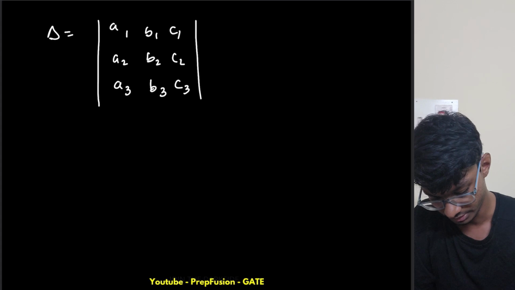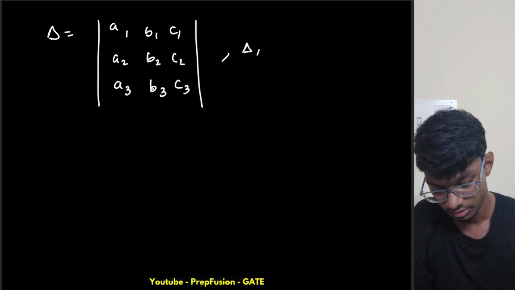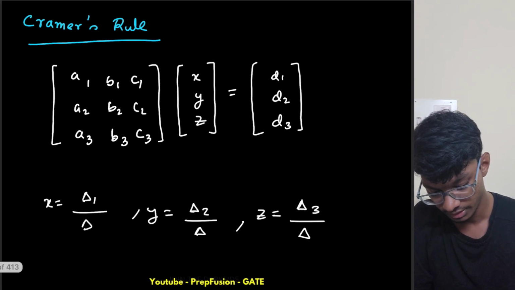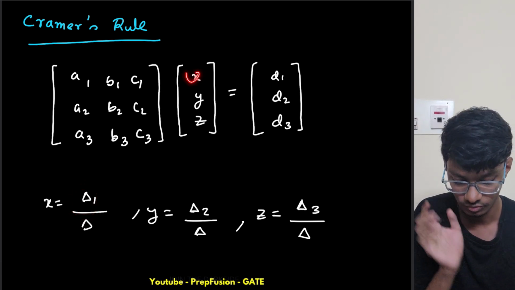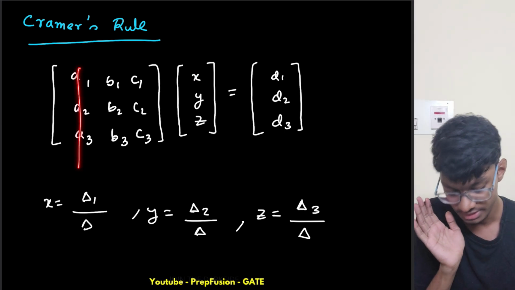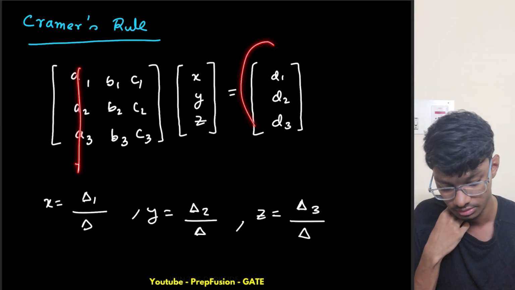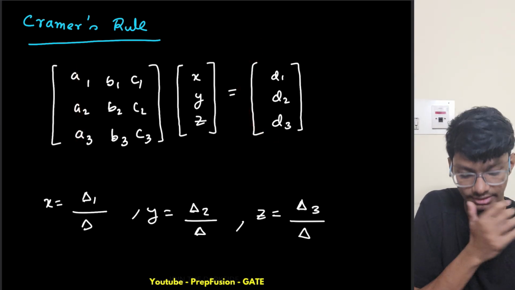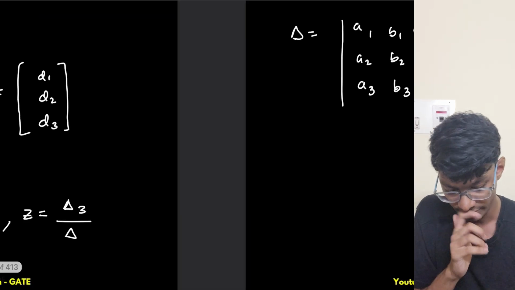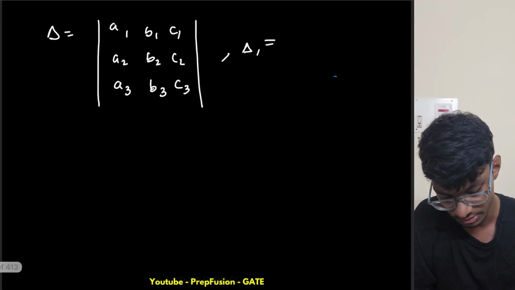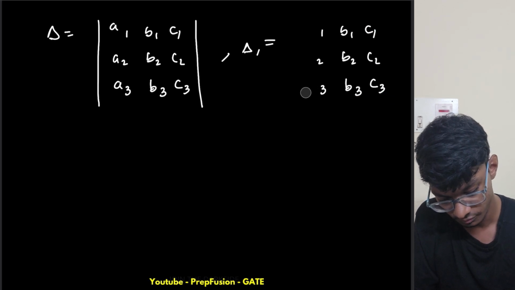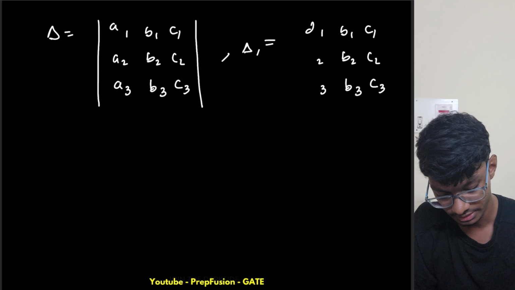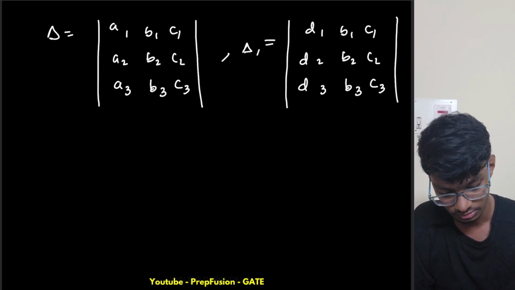Simply the determinant of this matrix. Now what was delta 1? For delta 1, I am getting the value of X. So what I will do is simply replace this first column with the right hand side, the RHS. I will again copy and paste this, but I will replace the first column with the right hand side. The right hand side was D1, D2, and D3. This will be my delta 1.